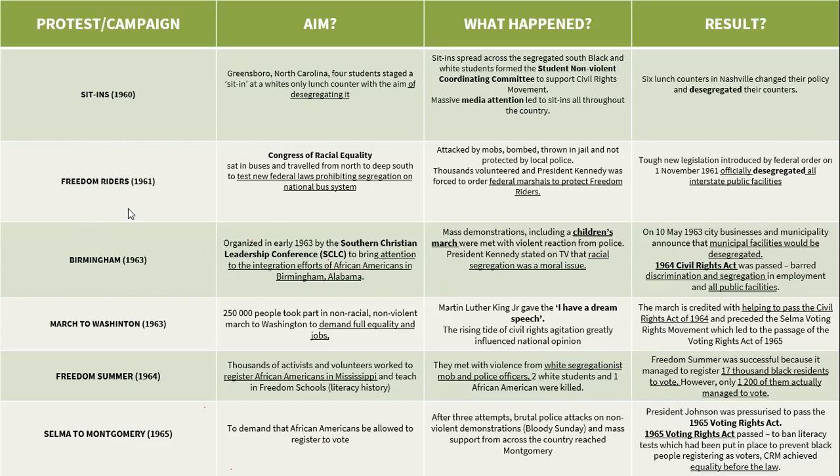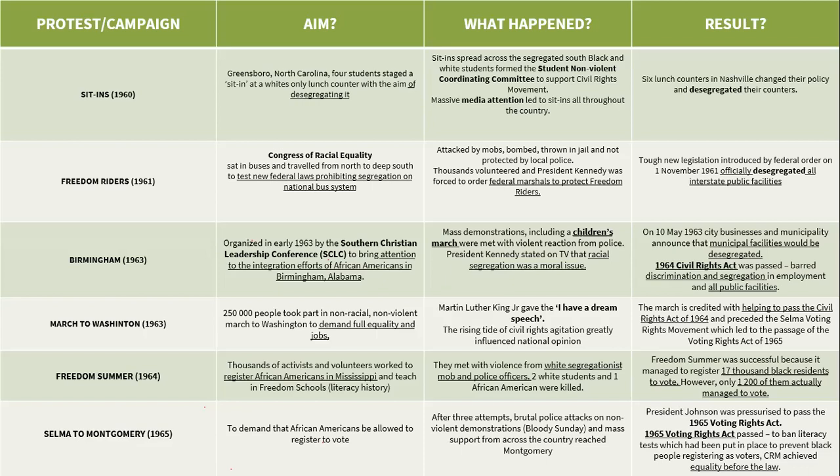Next, we've got the Birmingham campaign. I always think of this one as the most important one in your essay because this one leads to that big act, the Civil Rights Act. So the aim: it was organized by the SCLC, the Southern Christian Leadership Conference, to bring attention to the integration efforts of African Americans in Birmingham, Alabama. So Birmingham, Alabama, most racist city in the South. They actually called it Bombingham because of all the bombs that went off. The Ku Klux Klan used to burn crosses on people's lawns and things like that.